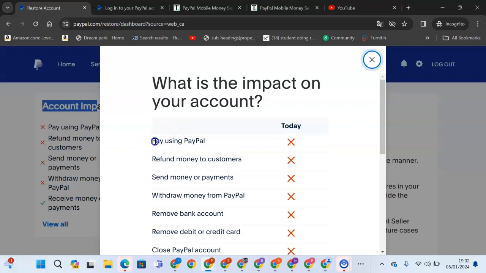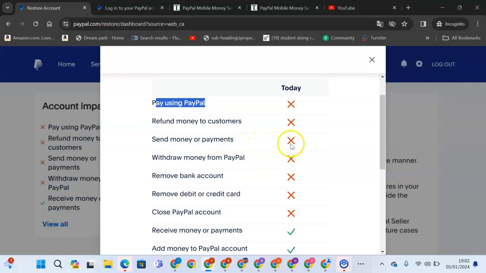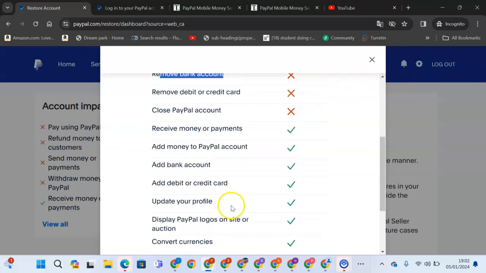I cannot use PayPal today. I cannot refund money to my customers. I cannot send money or payments to my customers. I cannot withdraw money. I cannot remove a bank account. You cannot even close your PayPal account. You cannot remove your debit card, and you cannot remove your bank statement.